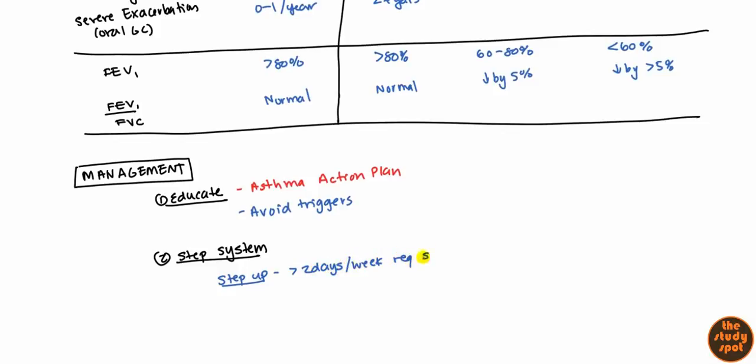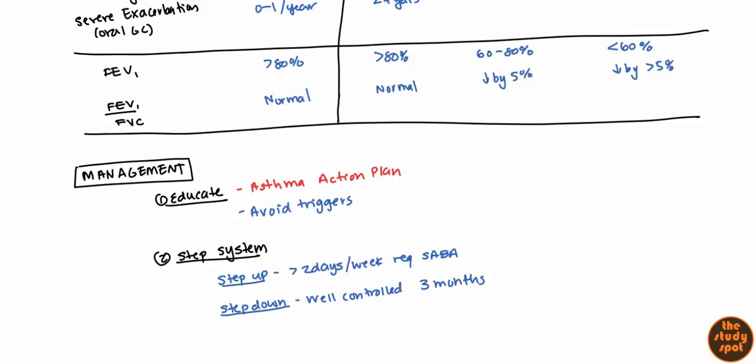And these symptoms have to be severe enough to require a short-acting beta agonist. So when do you step down? You can step down when the symptoms are well controlled for about 3 months. And so why do we do this step up and step down?